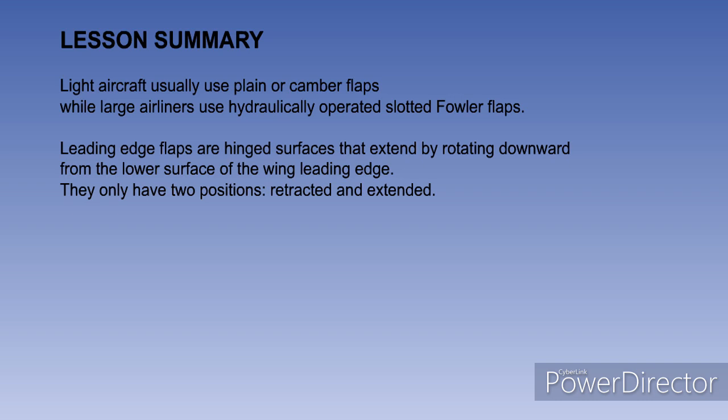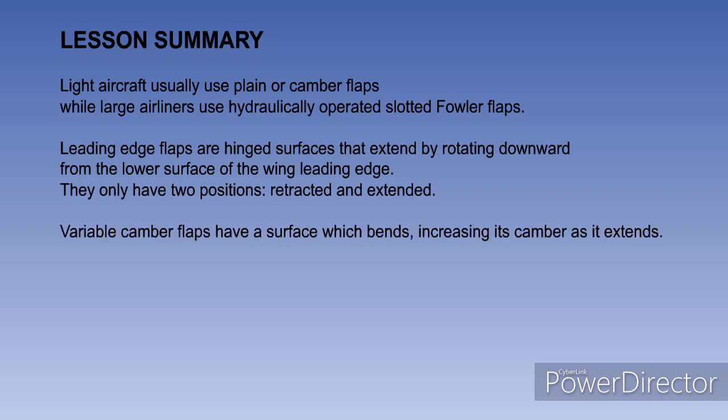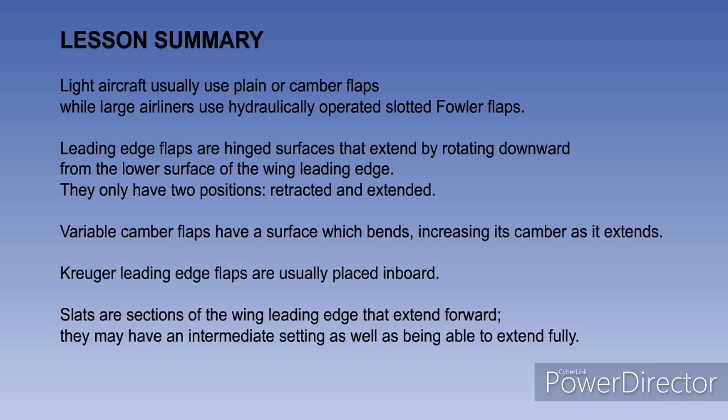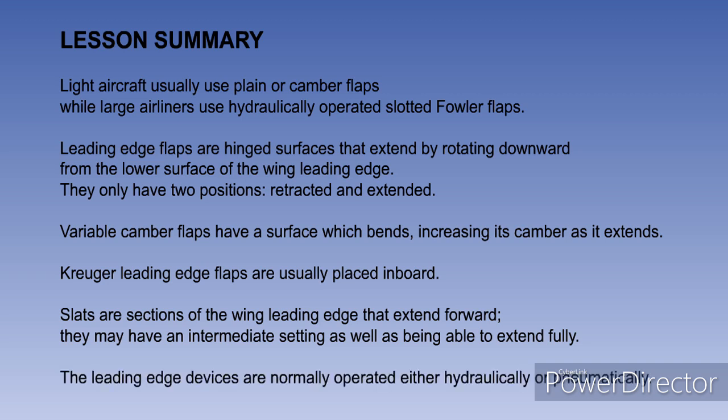They only have two positions, retracted and extended. Variable camber flaps have a surface which bends, increasing its camber as it extends. Kruger leading edge flaps are usually placed inboard. Slats are sections of the wing leading edge that extend forward. They may have an intermediate setting, as well as being able to extend fully. The leading edge devices are normally operated either hydraulically or pneumatically.